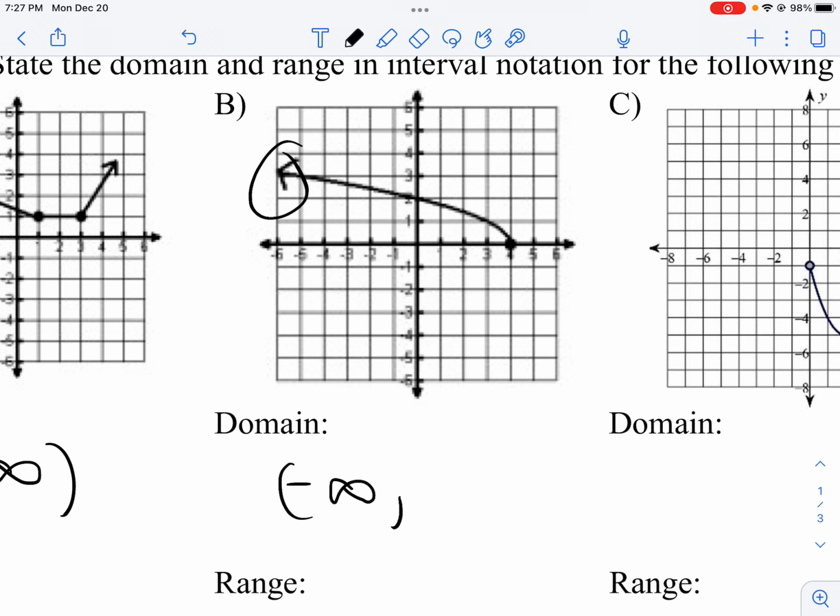Well, we'll notice the graph stops at positive 4. Now we have a closed circle there, meaning we have that value. It exists. There's an actual x value that exists for that point. Alright, so the domain would be negative infinity to 4.